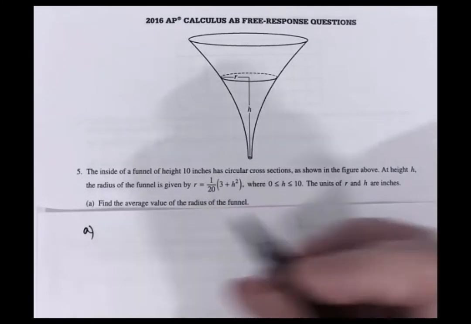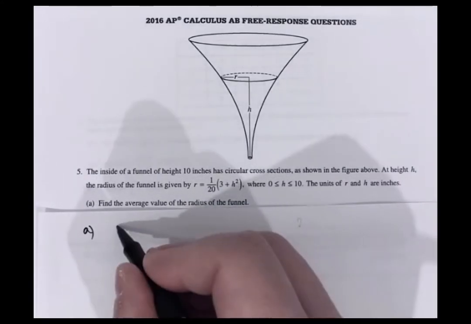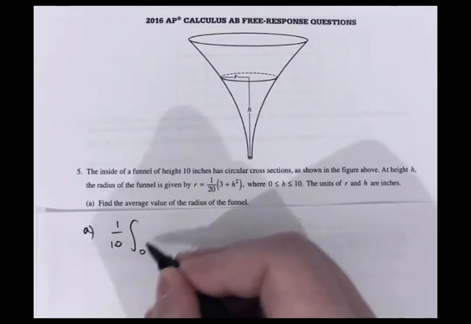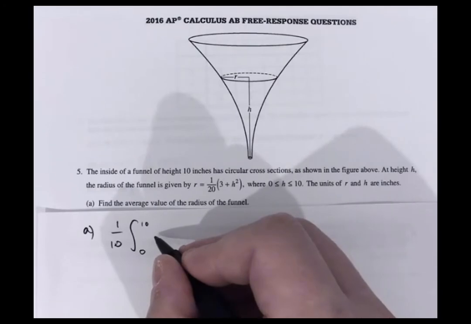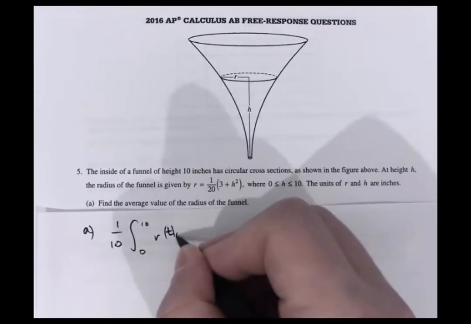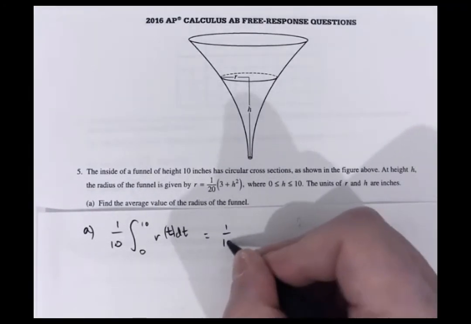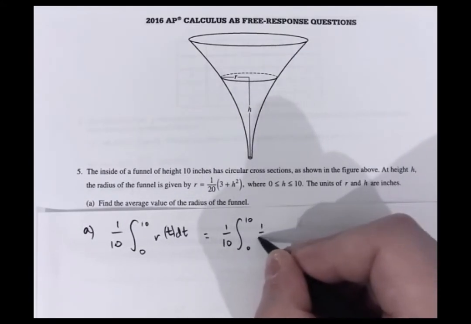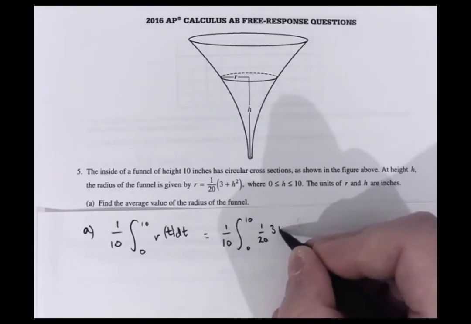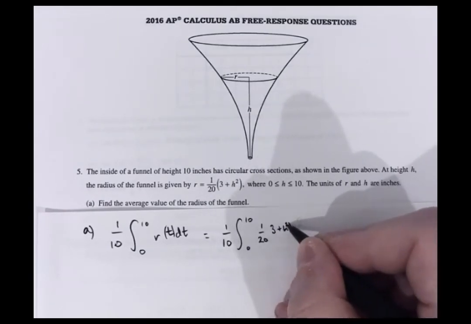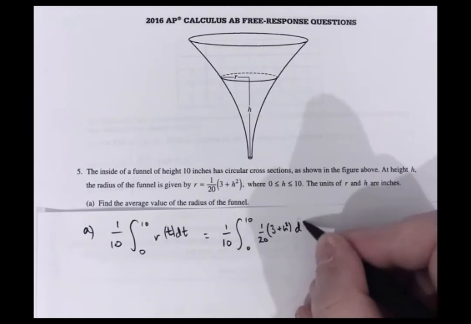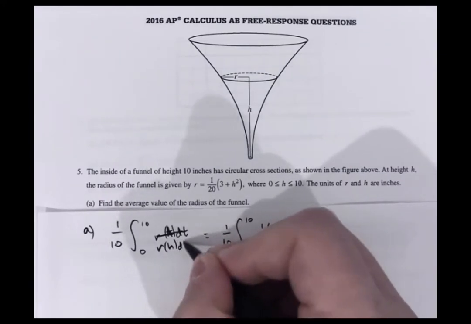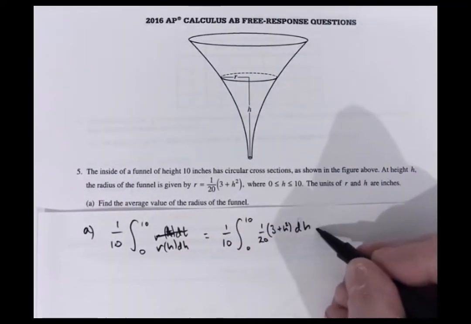Okay, so for part A, since the interval goes from 0 to 10, we will do 1 over 10 times the integral from 0 to 10 of the r function. So in other words, we need 1 over 10 times the integral from 0 to 10 of 1/20th times (3 plus h squared). Oh, whoops, so that's dh, my bad. The radius is in terms of h. r of h dh. Okay.